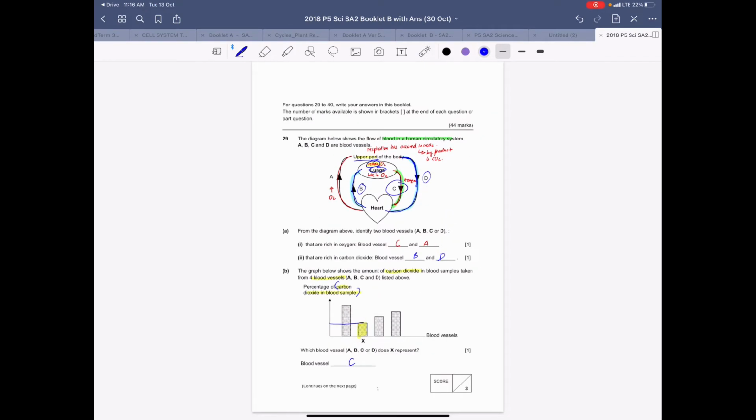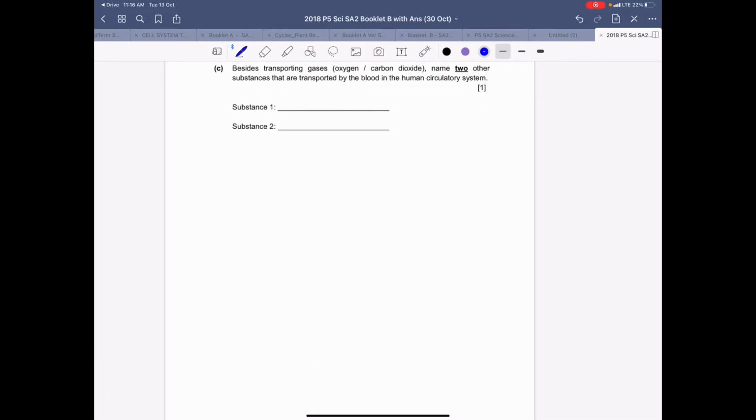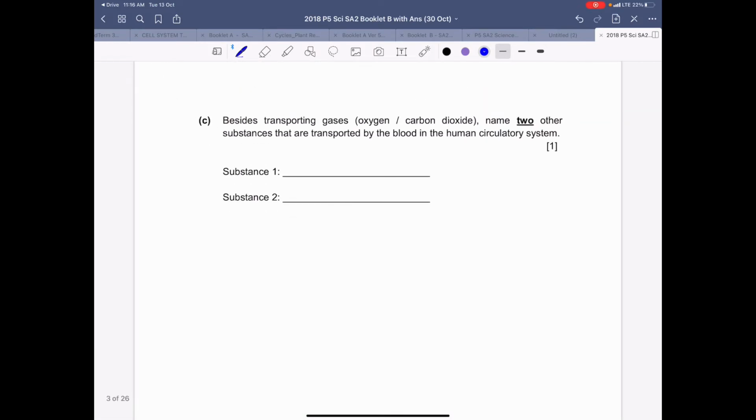All clear? Good. Sit up straight, please. Moving on. Now, besides transporting gases, name 2 other substances that are transported by blood in the human circulatory system. Now, I want to talk about this. This one, right, has very serious implication. Listen up. Eyes on screen.